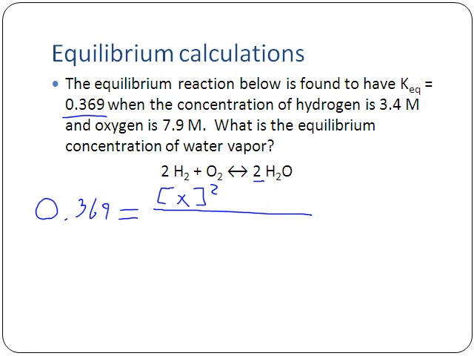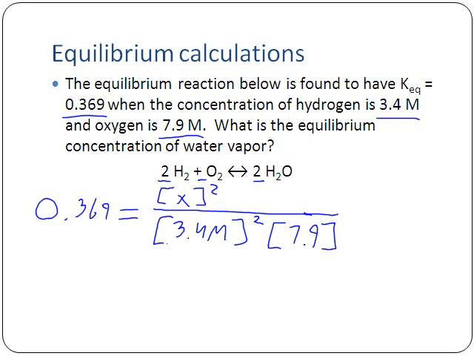On bottom, we're going to do the concentration of first the hydrogen. We know the hydrogen concentration is 3.4 molar. We already know what that is. Since hydrogen has a coefficient of 2, it's going to be squared. Then we have the oxygen, the other one that's on the left. The oxygen's concentration is 7.9 molar, and that's going to be raised to oxygen's coefficient, which is just 1, so we don't have to worry about that. And so at this point, we're basically going to solve for x.